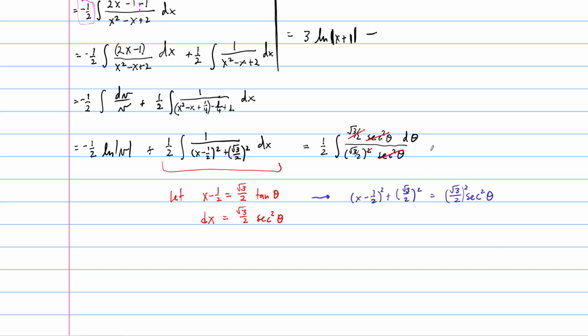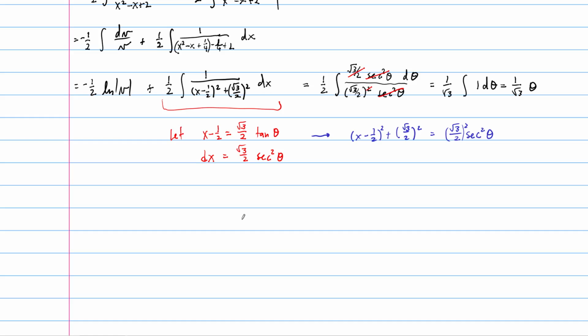And we are left with now, in this case, the root 3 over 2 comes out, and this just becomes 1 over root 3, because everything gets flipped, reciprocal. Integral of 1 d theta, well, that's just 1 over root 3 times theta. But theta we can solve for, right? So we go back over here now. We're almost done, I swear.